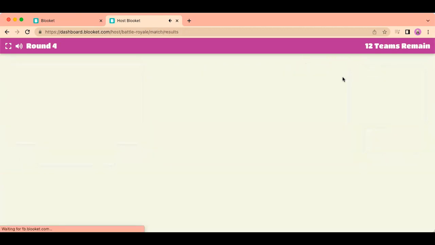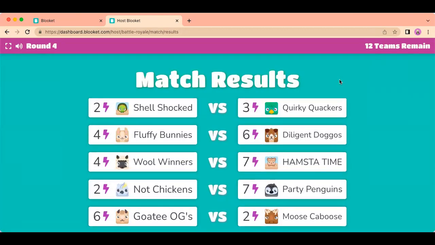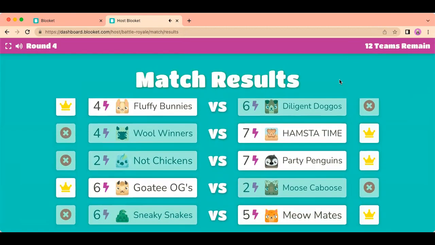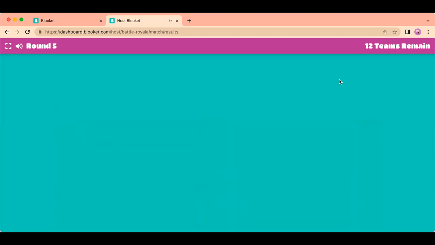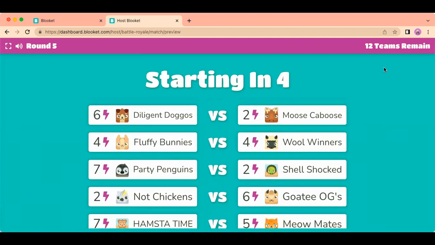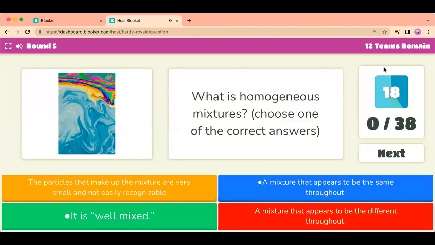Let's see who just loads up an energy. Well, we have Shao and, oh, not chicken is dying soon, and we have Moose Caboose dying soon. All right. The party pick. What is a homogeneous mixture? I'm sure it's well mixed.